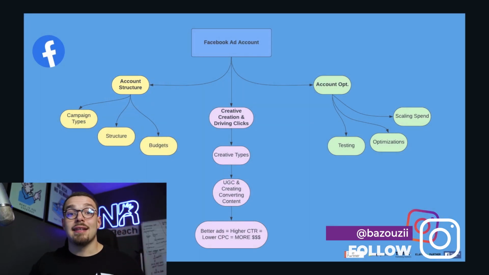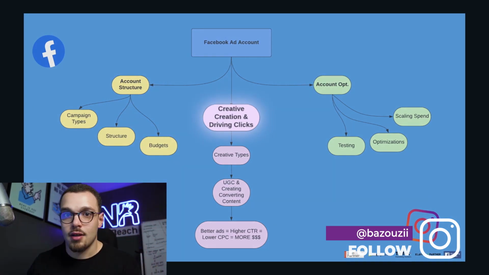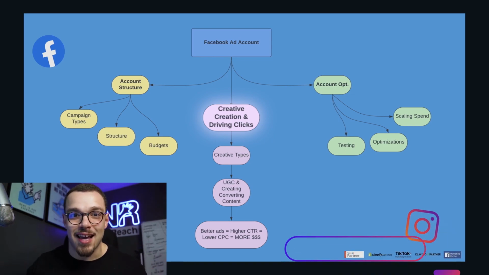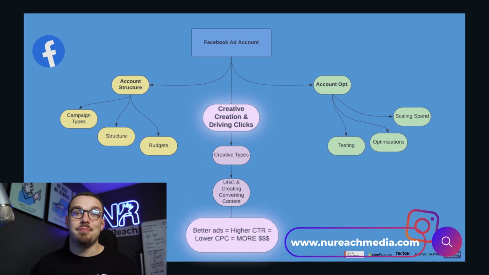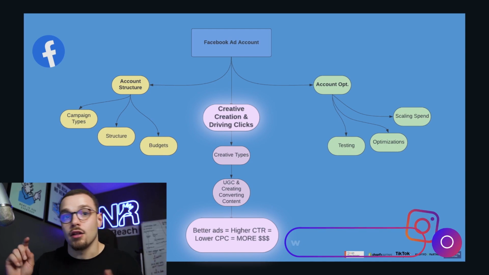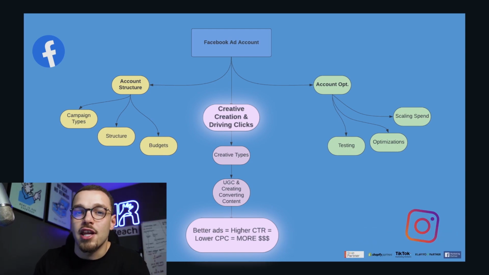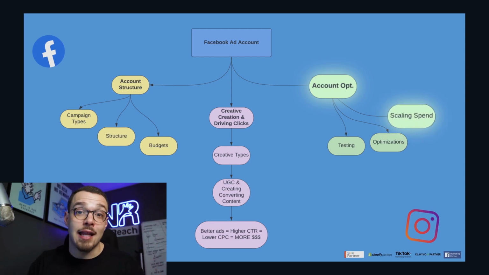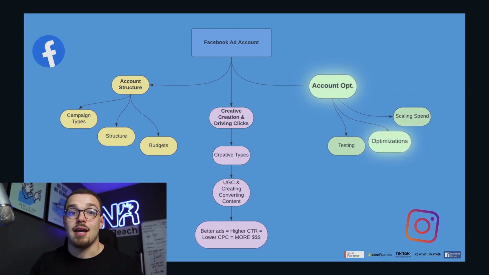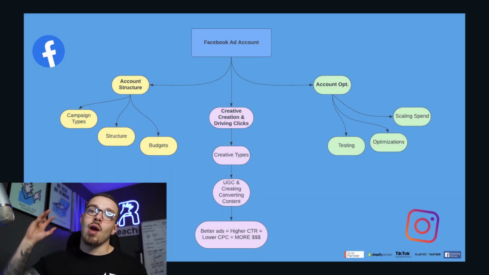Number 2, we're going to break down the creative creation process and how we're actually driving clicks at scale. So again, the creative types, how we're creating user-generated content and content that converts. Ultimately, better ads equal a higher click-through rate, a lower cost per click, and ultimately more money in your pocket. And lastly, we're going to review the account optimization. So how we're scaling ad spend, how we're testing things, and how we're actually optimizing the account overall. So without further ado, guys, let's dive right on into the ad account.